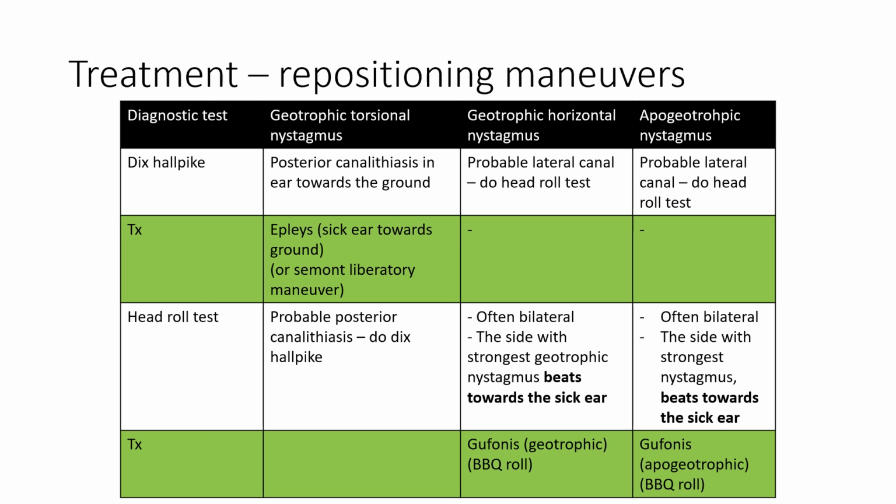And then for your lateral canal, you have either your Gufoni or you have your barbecue roll, and I usually use the Gufoni, so that's the one I want to show you. It's important to know that there's a Gufoni for the geotropic and there's a Gufoni for the apogeotropic. And the lateral canal is much more difficult than the posterior. So the posterior is the most common one, and if you just know this, I will be happy.